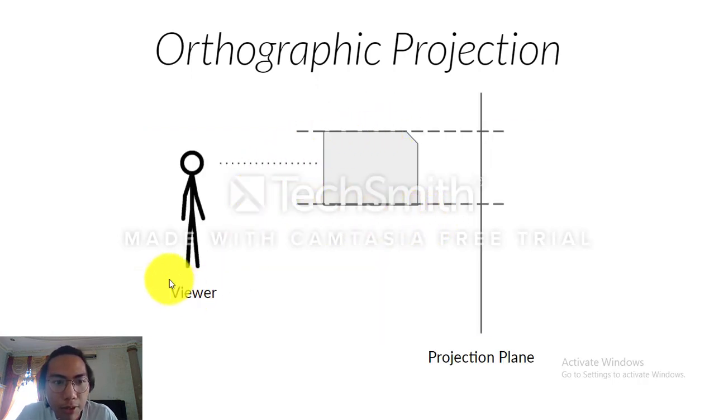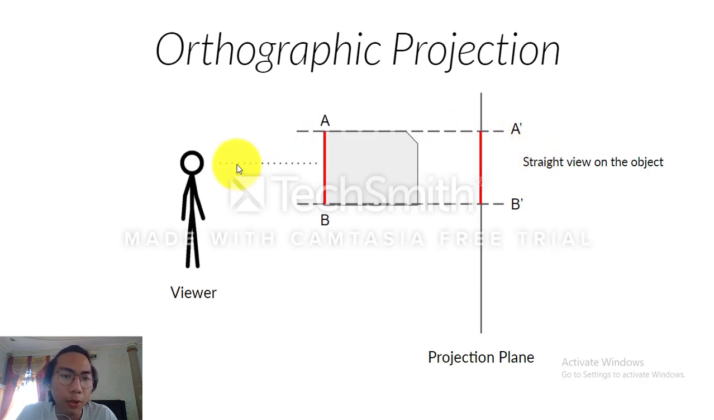For instance, we have this viewer, and we also have a projection plane here. The viewer would like to see some shapes like this, and what the viewer sees over here will stay the same on the projection plane here. So in orthographic projection we can say that this is a straight view of the object. Let's say this point is A and B, and we project these points into A prime and B prime. What the viewer sees over here will be the same at the projection plane. That's why we can call orthographic projection a straight view of the object, because what the viewer sees will be the same in the projection plane.